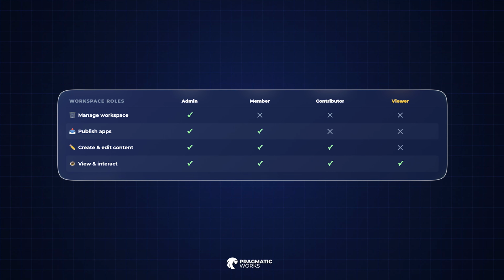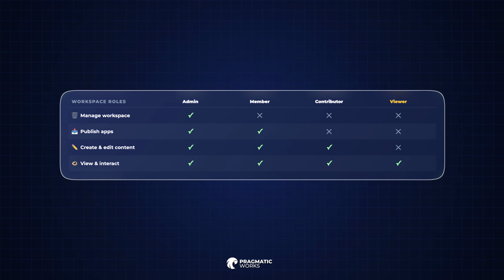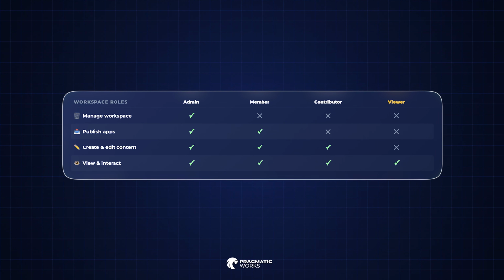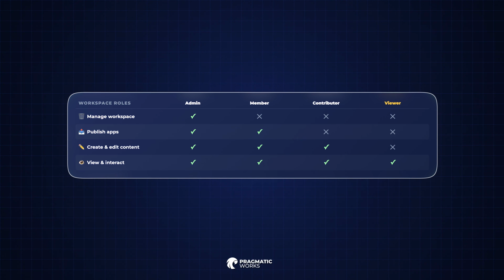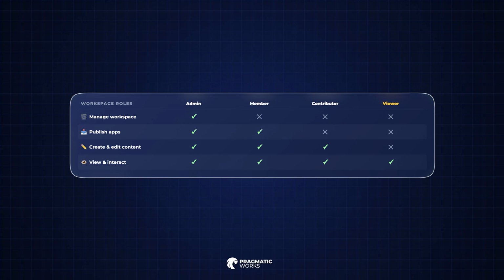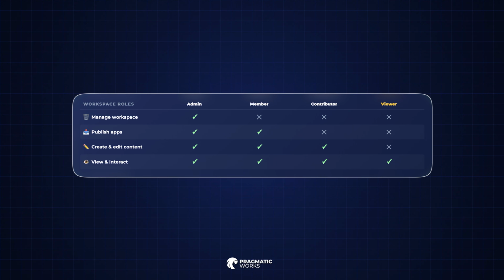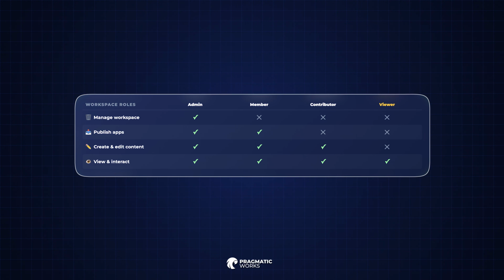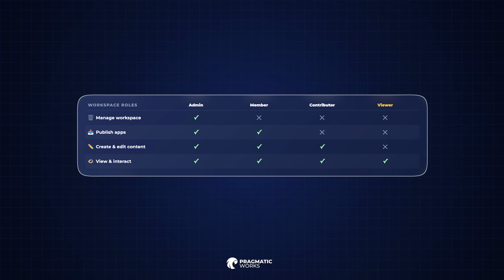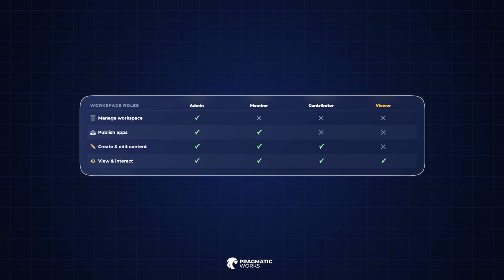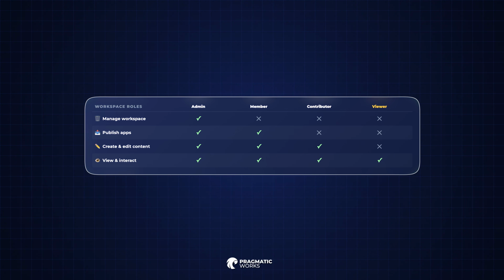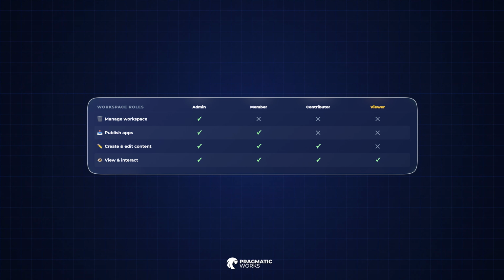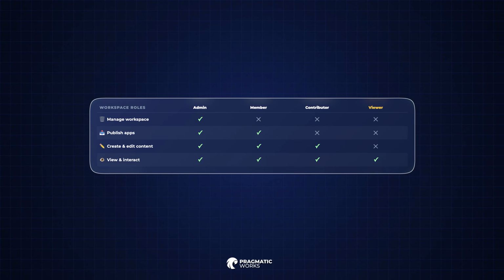The member has a little less permissions. They can create, edit, and delete content. They can publish and manage apps and add users with lower permissions, but they cannot manage the workspace itself, and therefore they cannot delete the workspace. Your contributor role can create and edit content, and if allowed by the admin, they can update the app. The one thing you want to know with this is they can't publish a new app or manage access. Our viewer can only interact with and view content within apps and within that workspace. They have no ability to create, edit, or manage anything else at all.